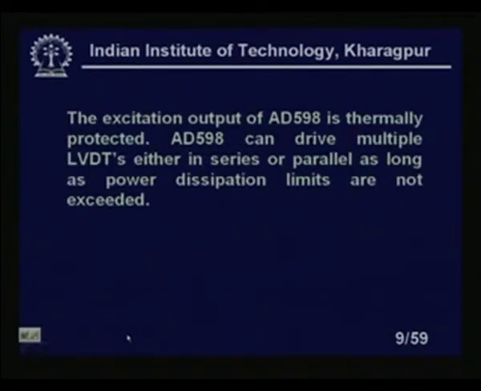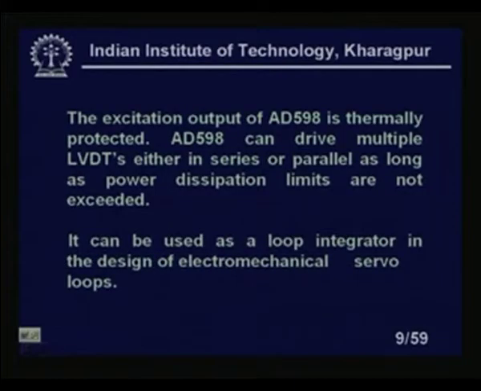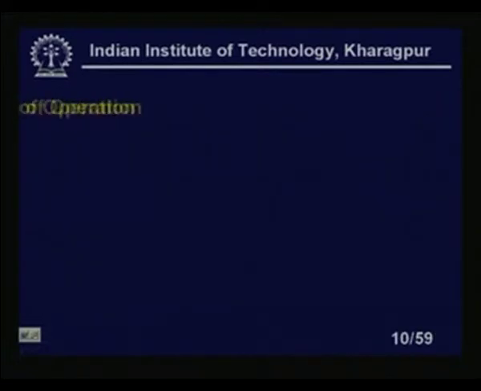The excitation output of the 8598 is thermally protected, and the 8598 can drive multiple LVDTs in either series or parallel as long as power dissipation limits are not exceeded. This is a great advantage. The same chip can be used for several LVDT excitations. So, that is a great saving in cost. It can also be used as a loop integrator in the design of electromechanical servo loops.